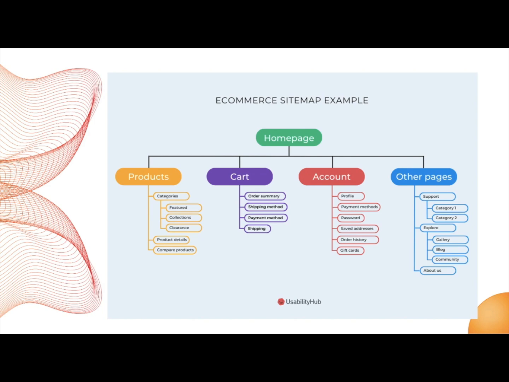options. Your account has profile, payment methods, saved address, password, order history, and gift cards. And other pages might be like support, explore, about us, contact us, privacy policy, and terms and conditions pages. So basically, what we are trying to do in information architecture is we are laying out the basic structure of all the information that we're going to provide.